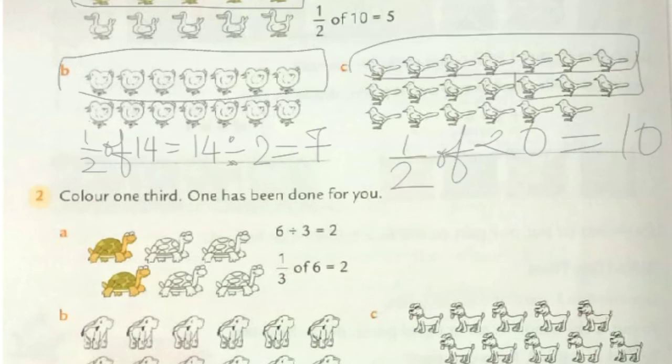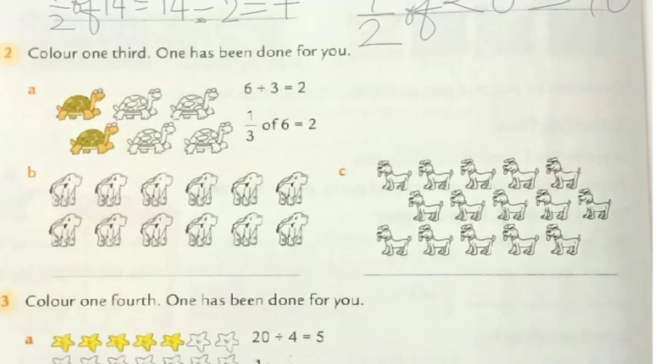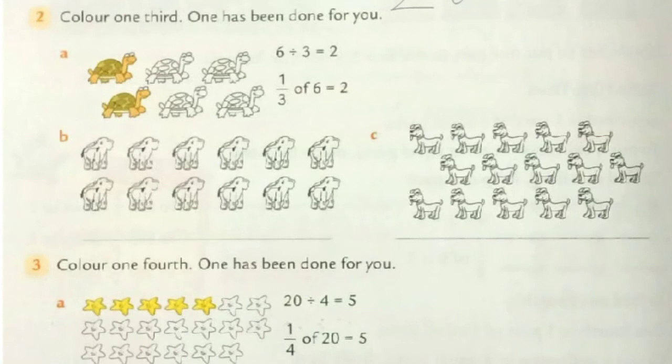Okay. Now let's see number 2. Color 1/3. 1 has been done for you. Here we have to find out 1/3 of these and then color it. So the first one is done for us. Just see here, there are 6 turtles. So 1/3 of 6 is 2. That's why 2 turtles are colored. Now in question number B, how many elephants are there? Yes, there are 12 elephants.